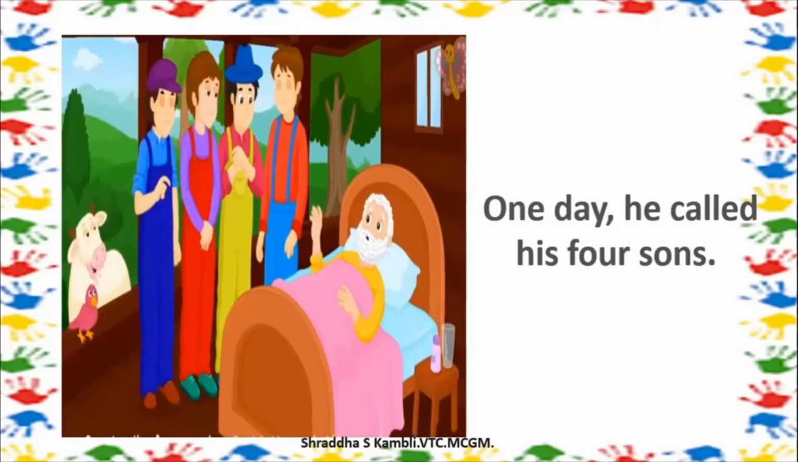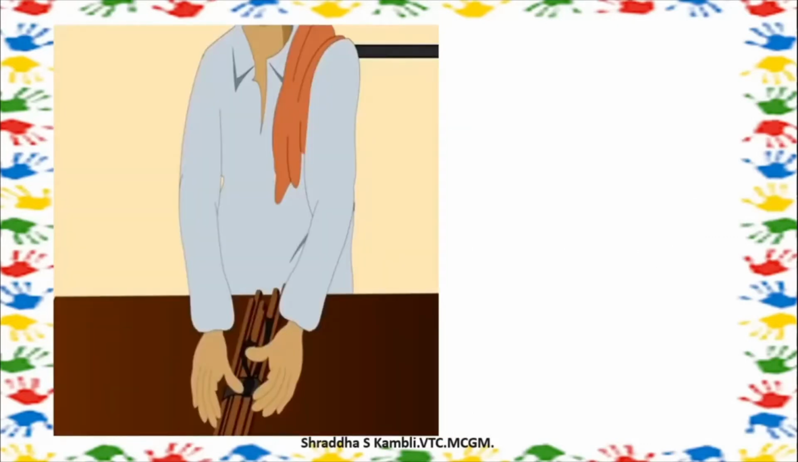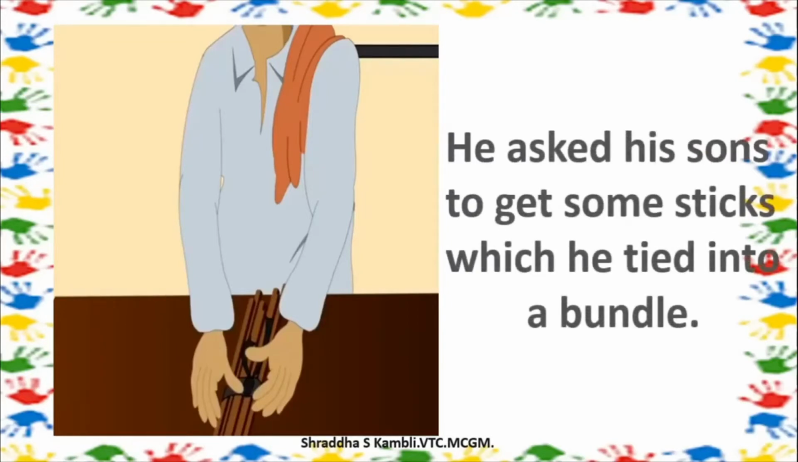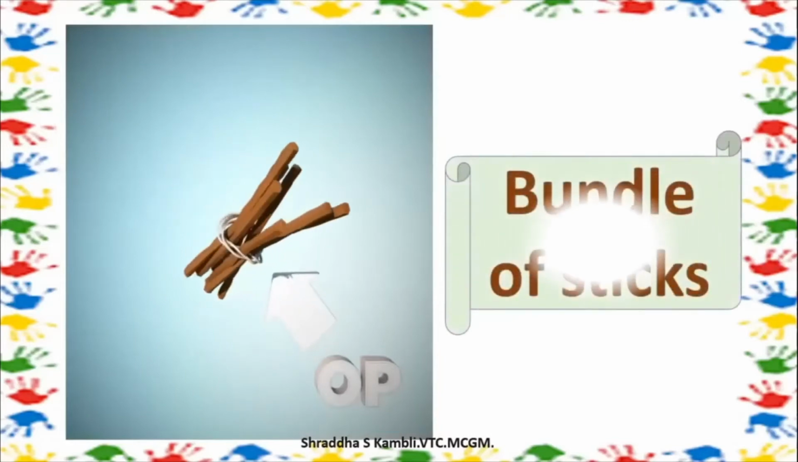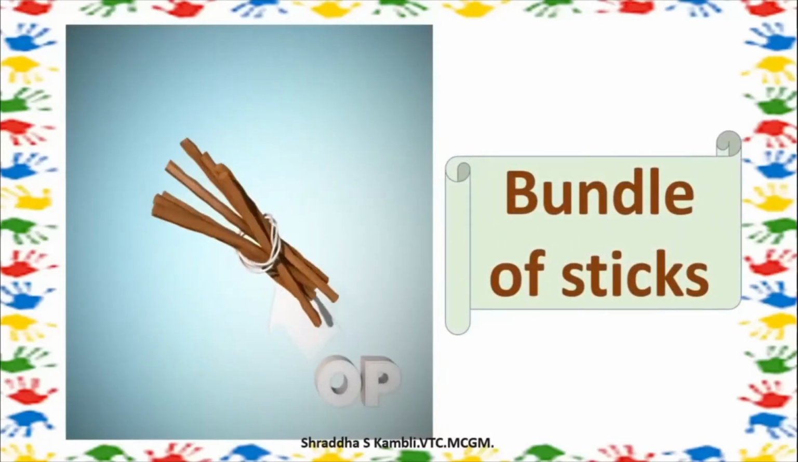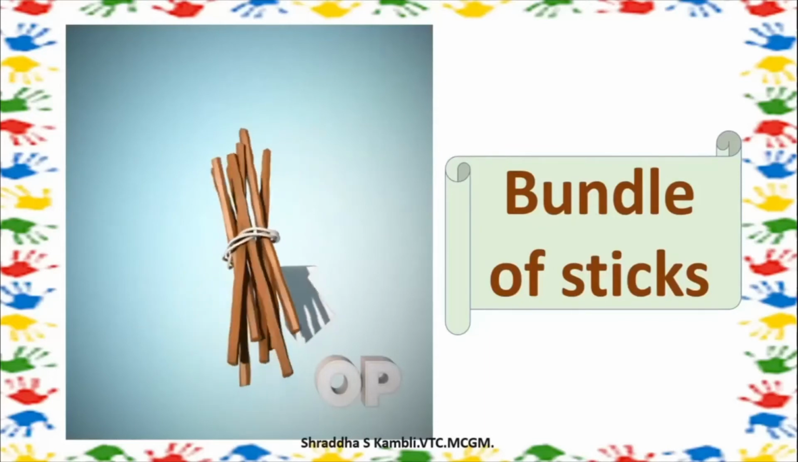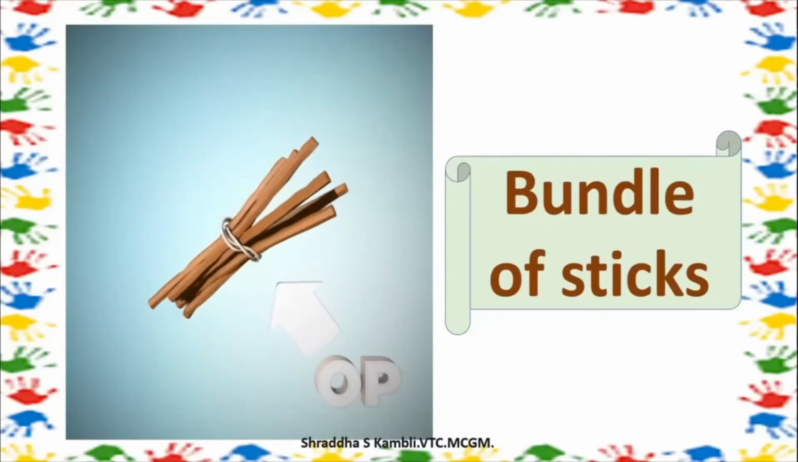But this old man had thought of an idea. So what he did was, he asked his sons to get some sticks which he tied into a bundle. So you can see here, he has tied some sticks. Sticks means pieces of wood. He asked his sons to go and get some pieces of wood, and then he tied them up into a bundle. So see, this is how a bundle of sticks looks like. Okay, so he tied these sticks up using a string into a bundle.